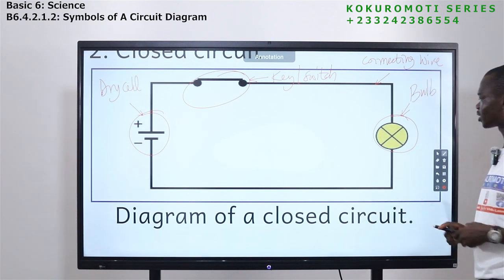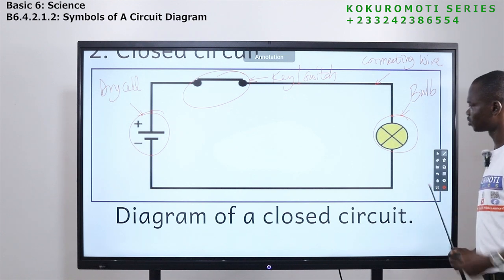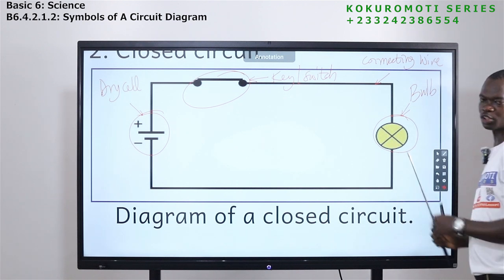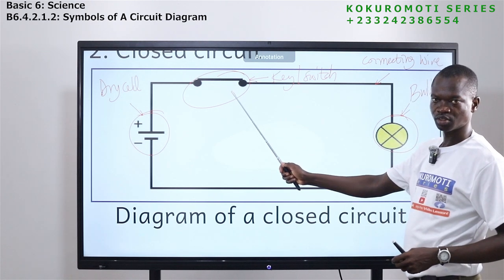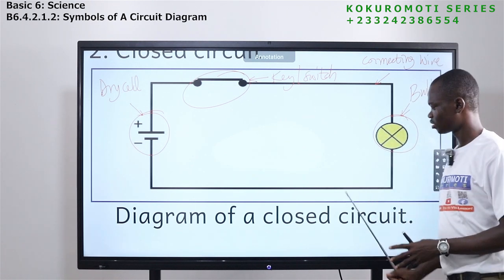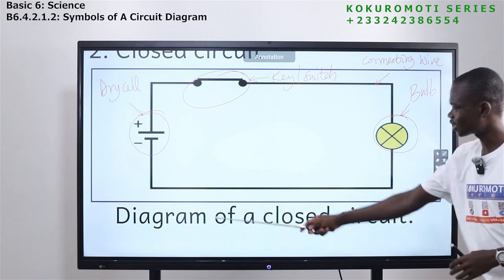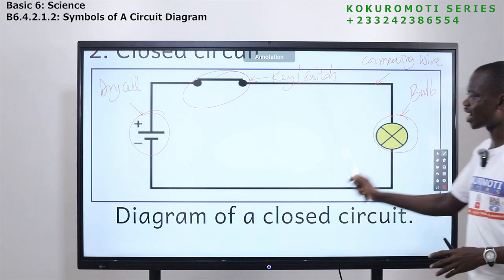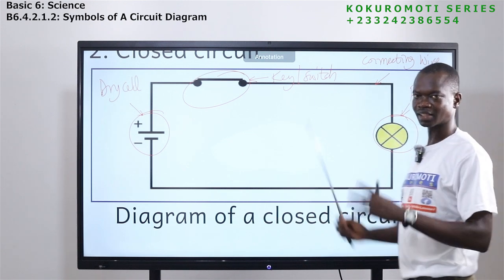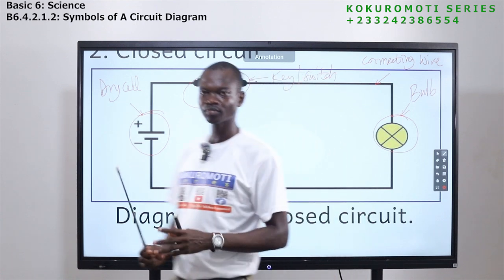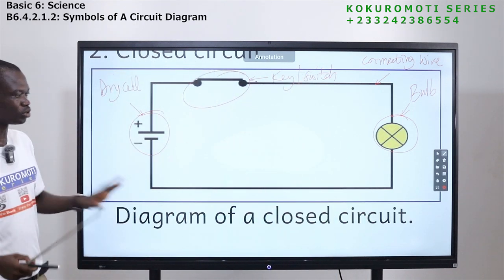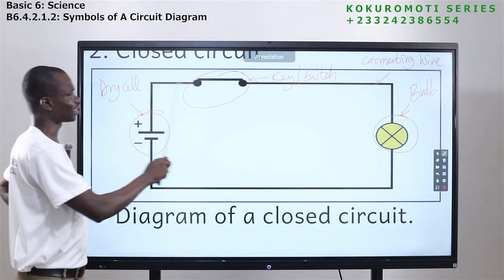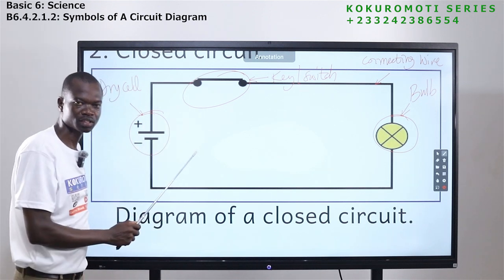Now, I want to show you something. If you look at this one, you see the bulb is on. Why is it on? It is on because the switch is closed. So this is a closed circuit. This is what? A closed circuit. So a diagram of a closed circuit. So if you are asked to draw a circuit diagram and show that it is closed, this is how you do it. Always this side, the switch, you need to close the switch.